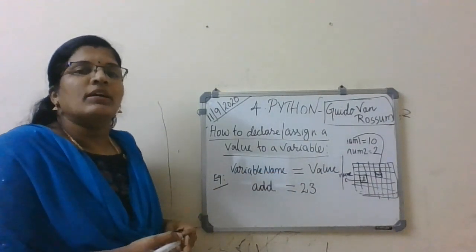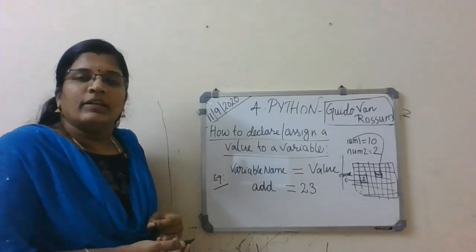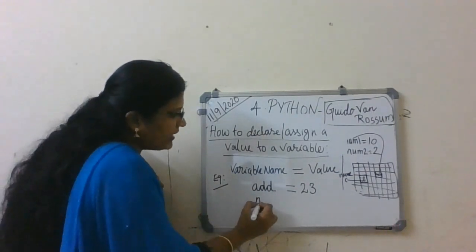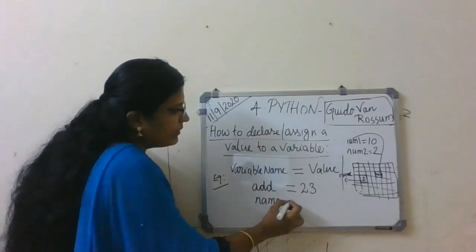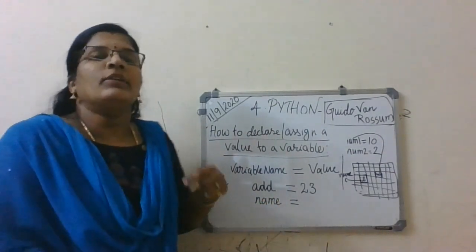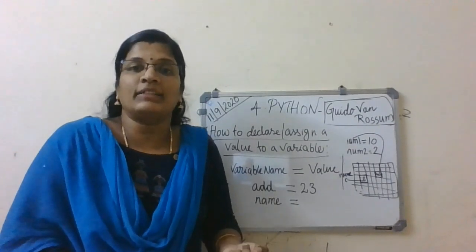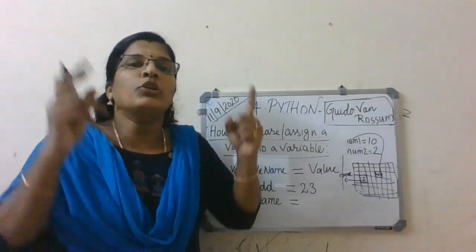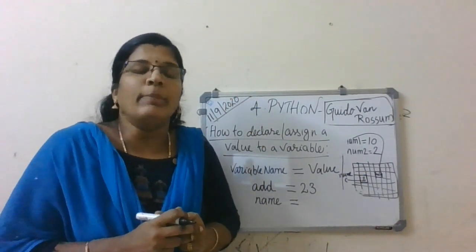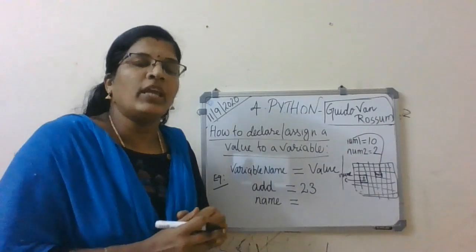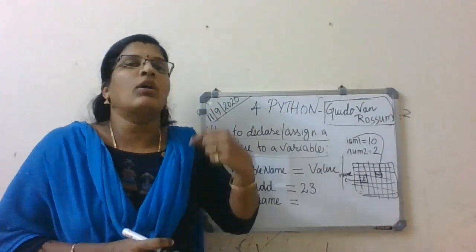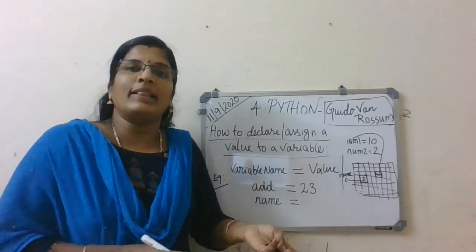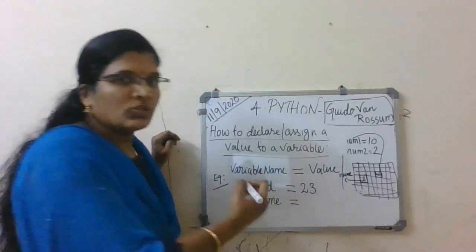Sometimes I want to give a name to the variable. How to do it? So my variable is name is equal to, and if you are going to use characters, that is letters, a group of letters called string, you have to use quotation marks. You can use a single quotation, a double quotation, or a triple quotation, that doesn't matter. You can use anything. Say for example, I'm using double quotation.